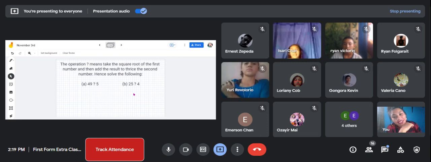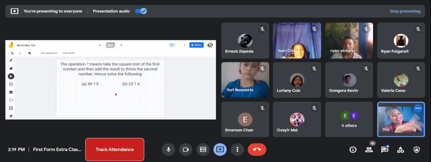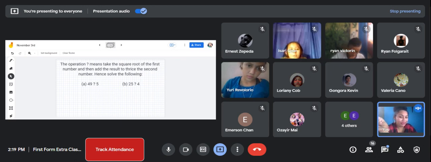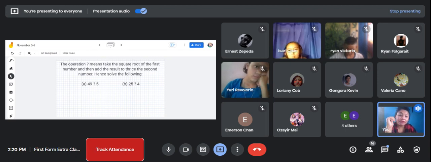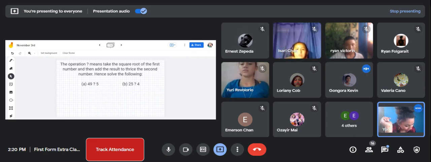Let's see. I know this one. It says the operation question mark means that you take the square root of the first number and then add the result to thrice the second number. We have these math words and terms. Do you guys know what square root is? Yes, Miss. Easy.